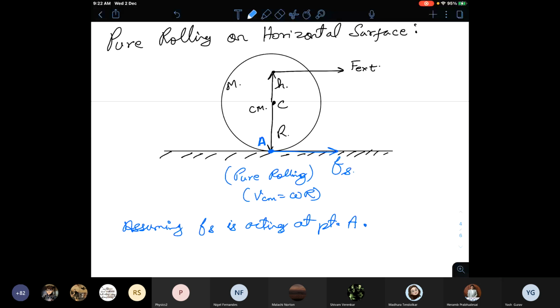Now see, it is showing pure roll. It is having translatory as well as rotational motion. That means it must be having some acceleration of center of mass because of translatory motion, and it must be having some alpha associated with it because of rotational motion. And I guess this is clear.